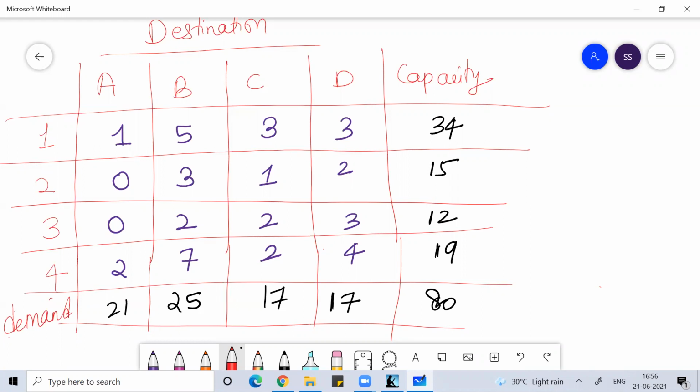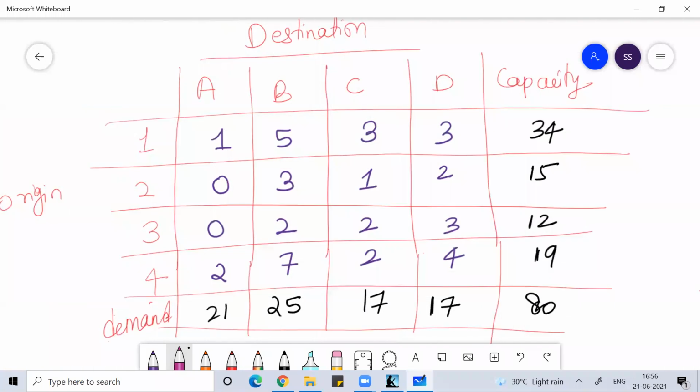Once I find the initial basic feasible solution by the northwest corner method, then I'll do the test of optimality on those values. Here in the northwest corner method, I'll start with the first cell, which is the northwest cell. You can see the demand is 21 and the supply is 34. So you can put 21 here. This demand is done, and the supply left is 13.